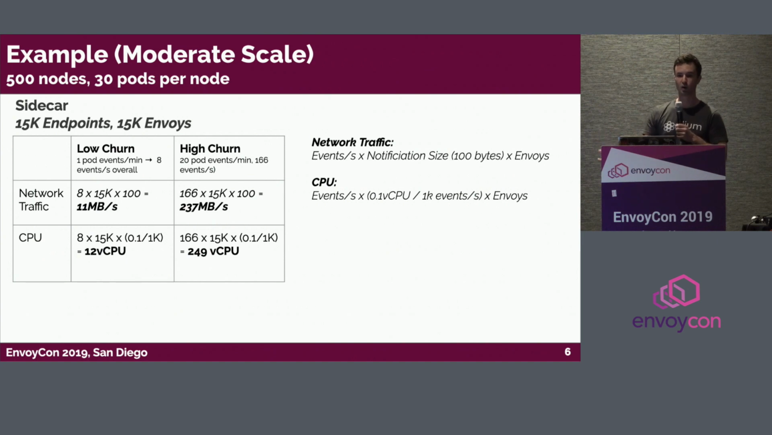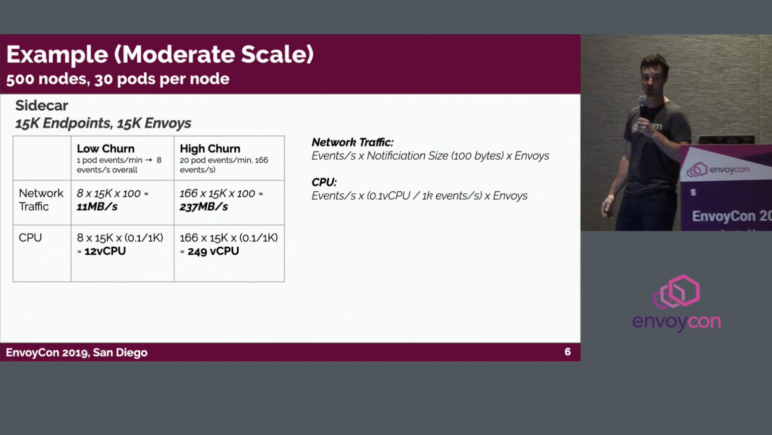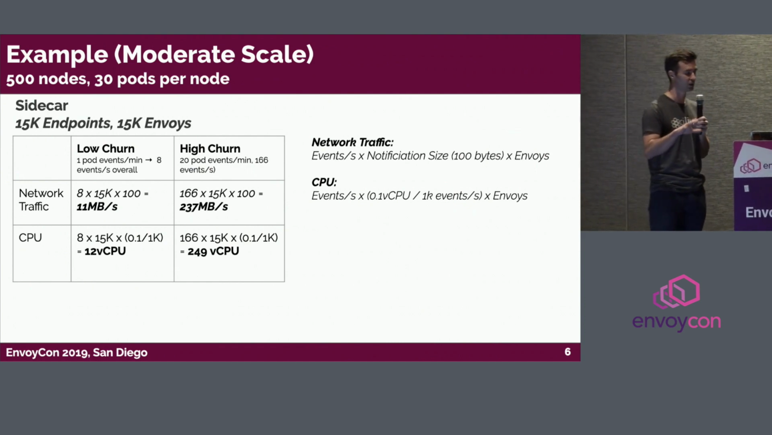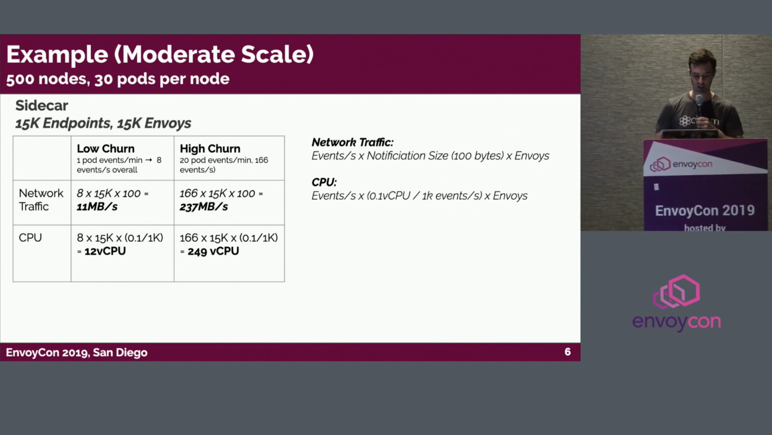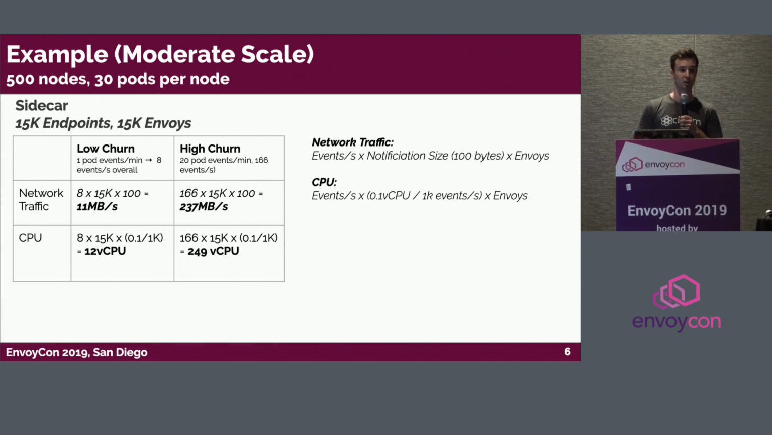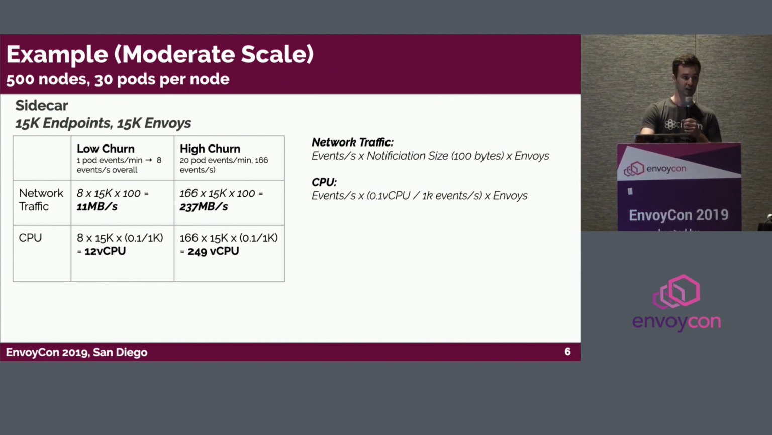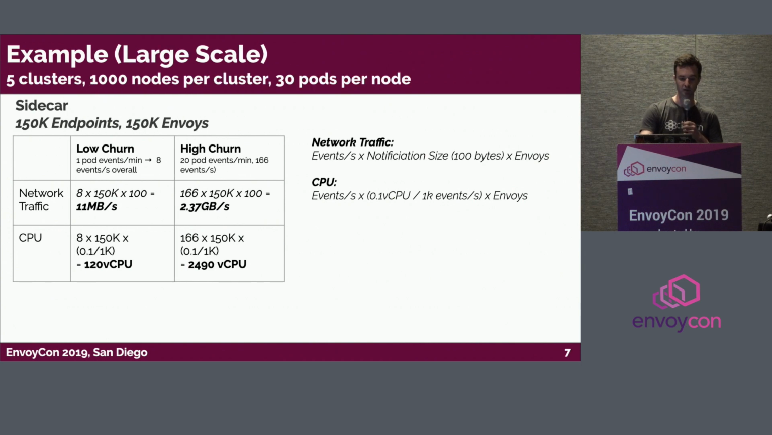For high churn, we're already going into several hundred megabytes per second. And this is still the moderate scale cluster. This is nothing hyperscale yet. And you need several hundred vCPUs already. We can go further and actually go into kind of the cluster sizes some of our users have, multiple thousand nodes. For example, 5 clusters, 1,000 nodes each, 30 pods per node. Look at the numbers. It just simply does not scale up. This is not Envoy. This is the control plane that can simply not communicate with all Envoy instances in an efficient manner. You're running into thousands of vCPUs that you need at peak.